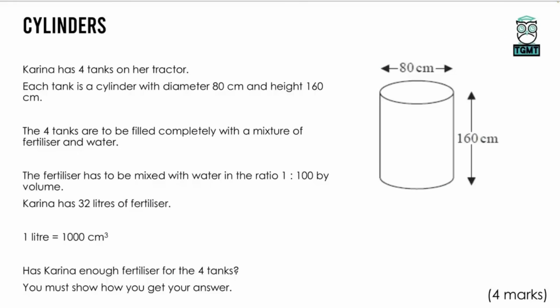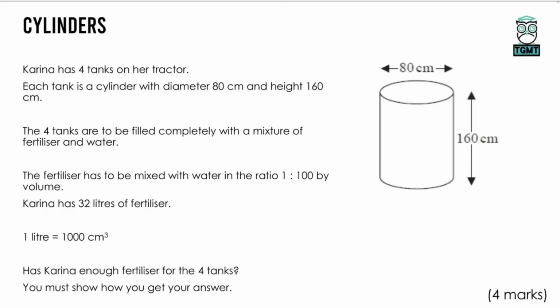Okay, so this question is looking at a cylinder. It says here, Karina has 4 tanks on her tractor. Each tank is a cylinder with diameter 80 and height 160. The 4 tanks are going to be filled completely with a mixture of fertiliser and water. The fertiliser has to be mixed with water in the ratio 1 to 100 by volume. Karina has 32 litres of fertiliser, and it tells us here that 1 litre is equal to 1,000 centimetres cubed. Has Karina enough fertiliser for the 4 tanks? You must show how you get your answer.